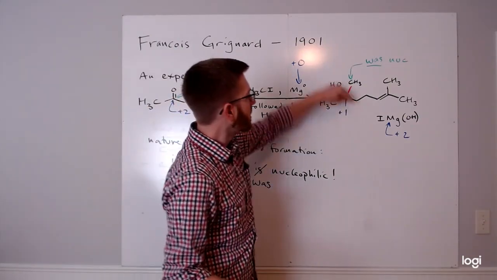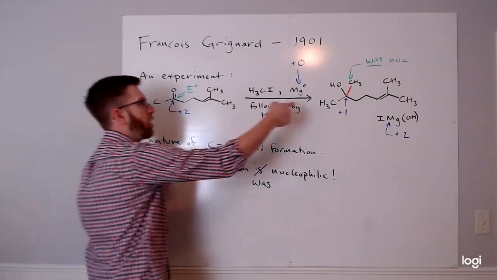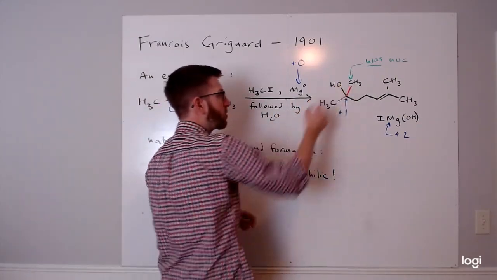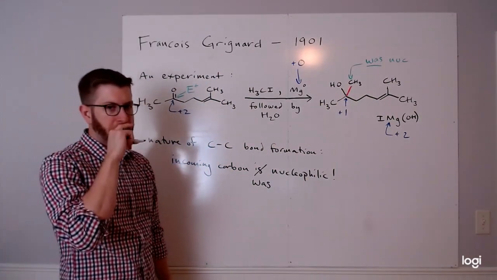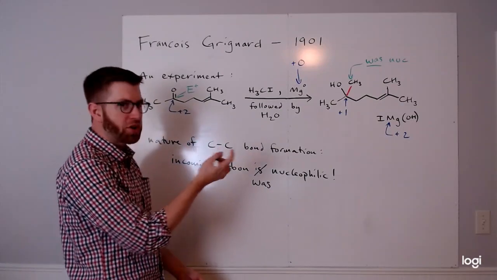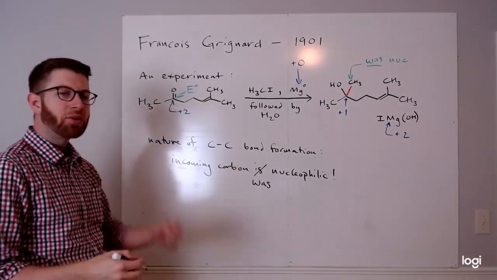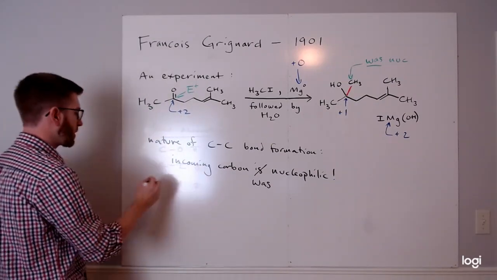In the products, this carbon is no longer nucleophilic. What we're thinking about is the bond that I'm showing in red actually forming. In that case, this carbon group was the nucleophile. Grignard thought about this in a similar way. Other kinds of carbonyl reactions involving nucleophiles were already known. And so what he also did was a control experiment.